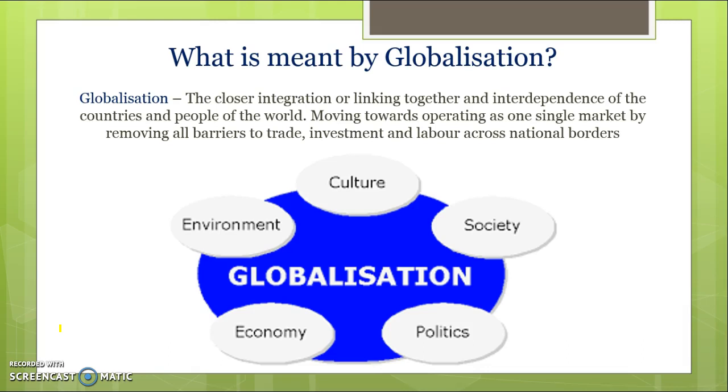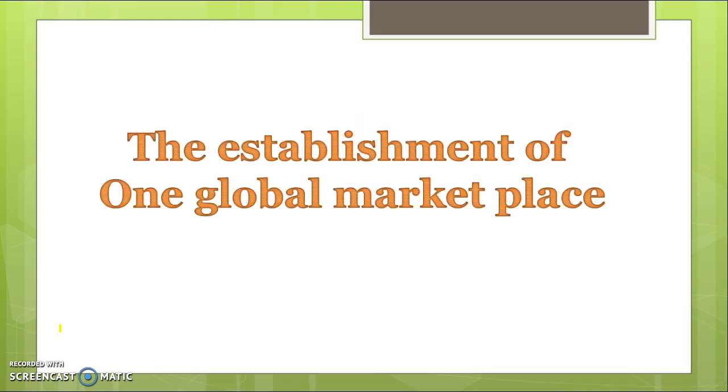So the two key things in that definition is that it's about the world becoming more interdependent or reliant on one another, and moving towards having one single market, which involves removing all barriers to trade, all barriers to investment. So that means that you can invest in other countries, and barriers to labour, so that increasing immigration and flows that way as well. So it's the closer integration or moving together of countries around the world by removing barriers to trade, investment and labour. It's all about establishing one global marketplace.